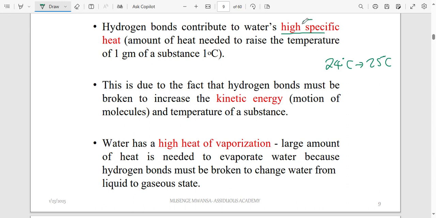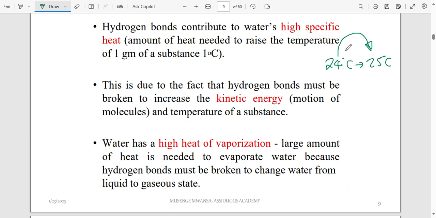But if I put the word specific, it means that I'm talking about 1 gram. So specific heat capacity is the amount of heat energy that you need to give 1 gram of water to raise the temperature by 1 degree Celsius. Now, what's the importance of that? Water has got a high specific heat capacity. The meaning is that for it just to change the temperature of water by 1 degree Celsius, you need a lot and a lot of heat.